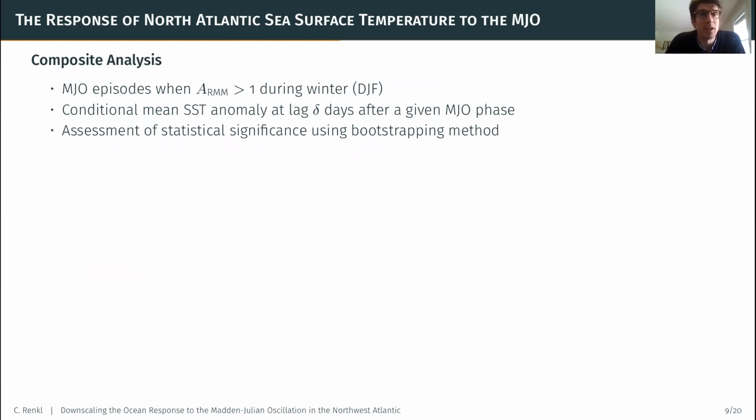The method I'm applying here is sort of a zero order statistical model or a composite analysis. And I'm looking at MJO episodes when the amplitude of the MJO is greater than 1 during winter. And then what I'm doing is I'm computing the conditional mean SST anomalies at different lags after a given MJO phase, in this case, MJO phase 3. And I assess the statistical significance using a bootstrapping method.